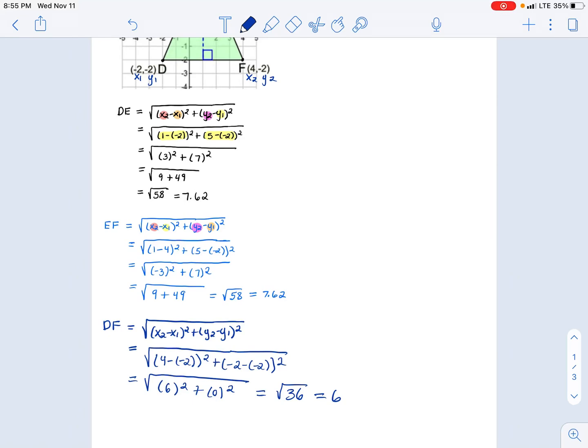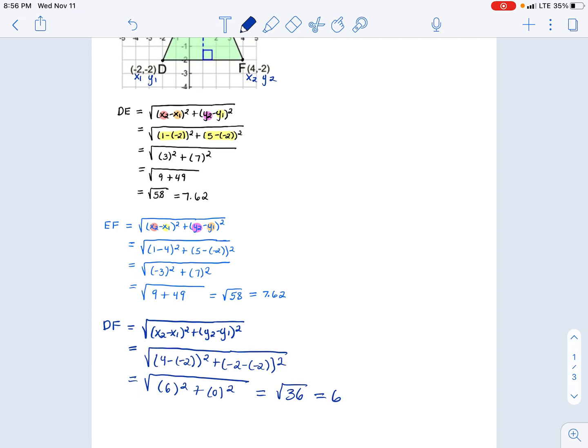So to find the distance between D and F, you do the same idea as we did in D and E and F to find those distances. We write down the distance formula, we label our coordinates, and then we plug in those points into the distance formula. And so when I plugged in, I got 4 minus negative 2 squared plus negative 2 minus negative 2 squared. And so 4 minus negative 2, that gives me 6.